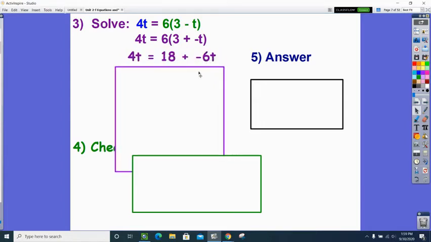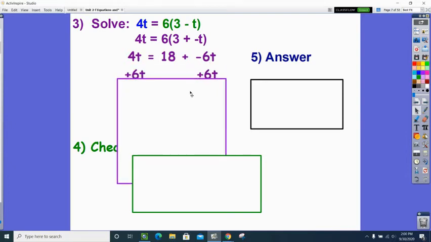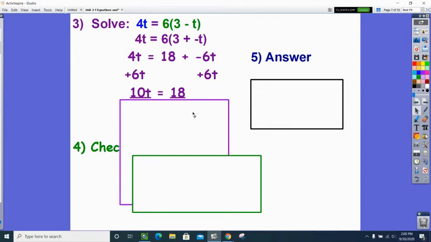And now I've got a variable on both sides. I'm going to guess that I added 6t. Did I? I did, to keep that coefficient positive. I'm going to divide by 10, and don't be surprised, real-world problems rarely come out to the answer of 2.